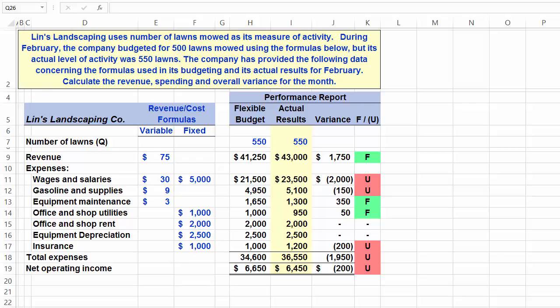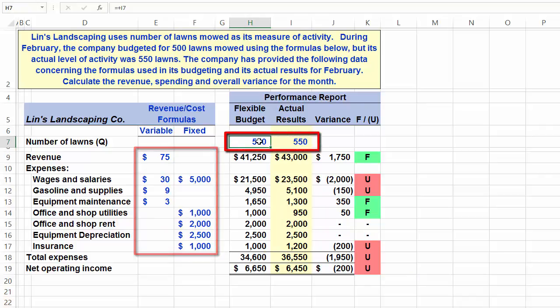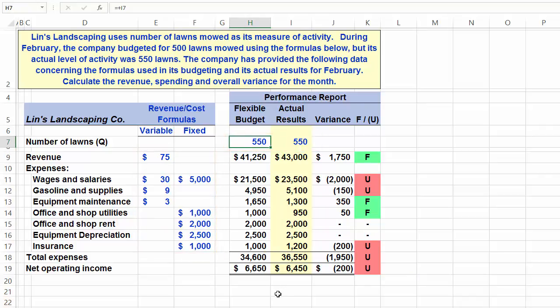In summary, flexible budgets are prepared using the planning budget cost formulas, but using the actual level of activity. And therefore, flexible budgets are a better representation of what we should have earned and what we should have spent than the planning budget. That's it for our series, and see you soon.